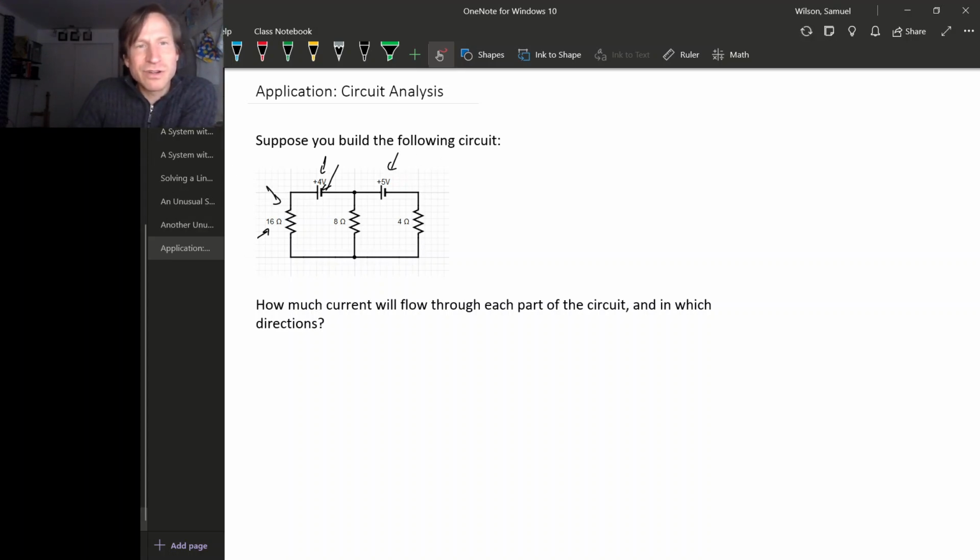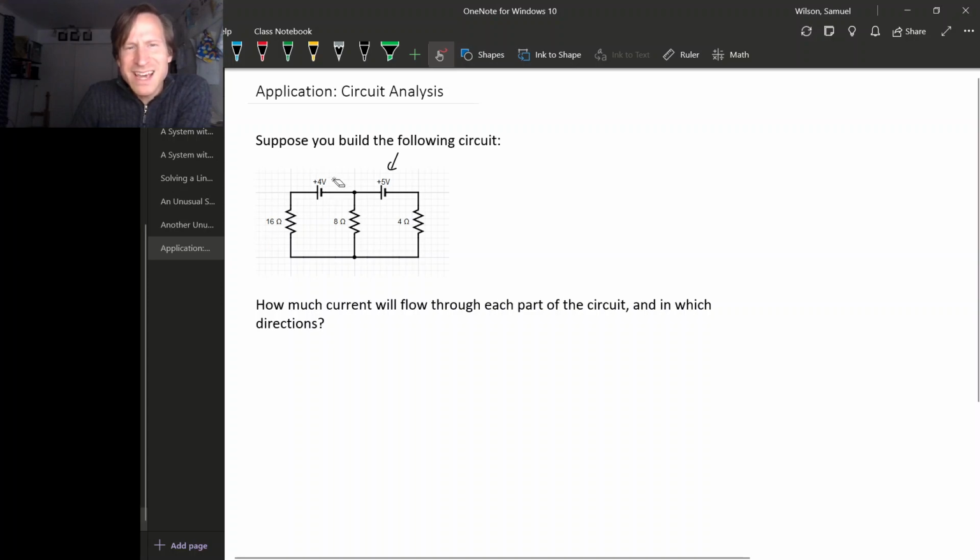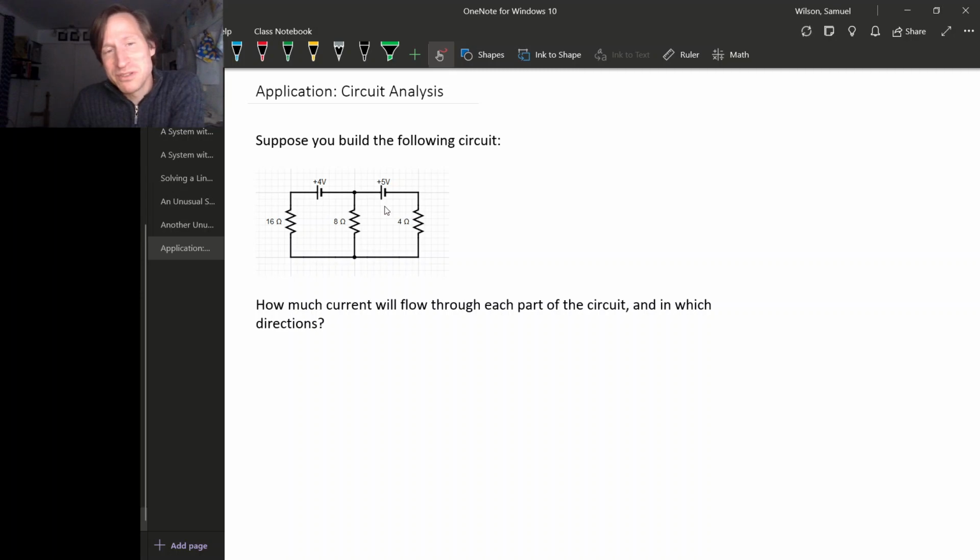The thing about this sort of circuit setup is it's kind of hard to know how much current is flowing through each of these resistors. If you're going to build a circuit, you should have some idea of how much current is flowing through your resistors, because if too much current flows through them, it's going to start a fire. So we'd like to know how much current is going to flow through these resistors before we power the whole thing up.